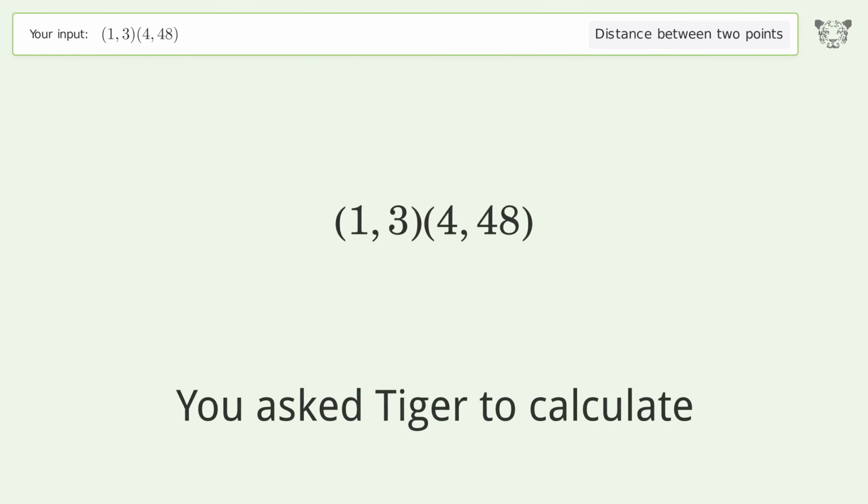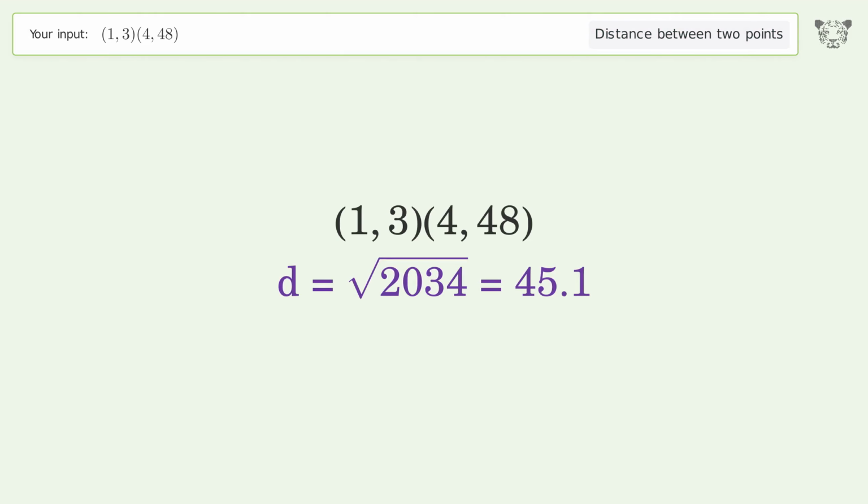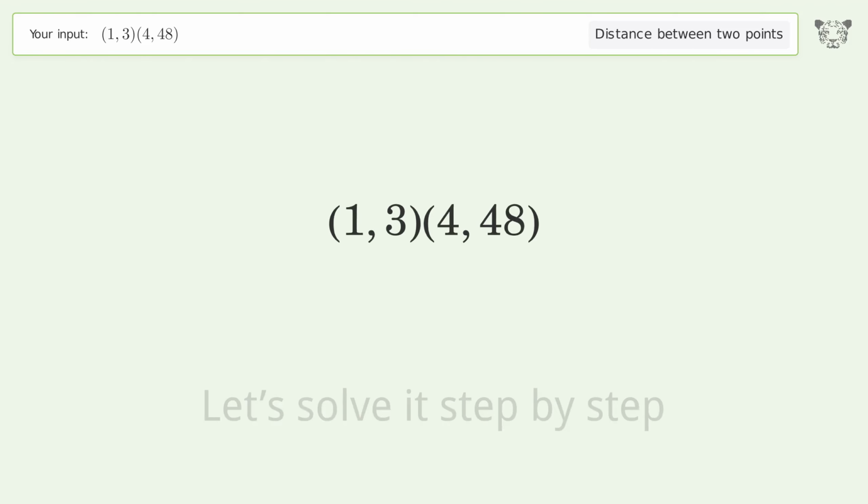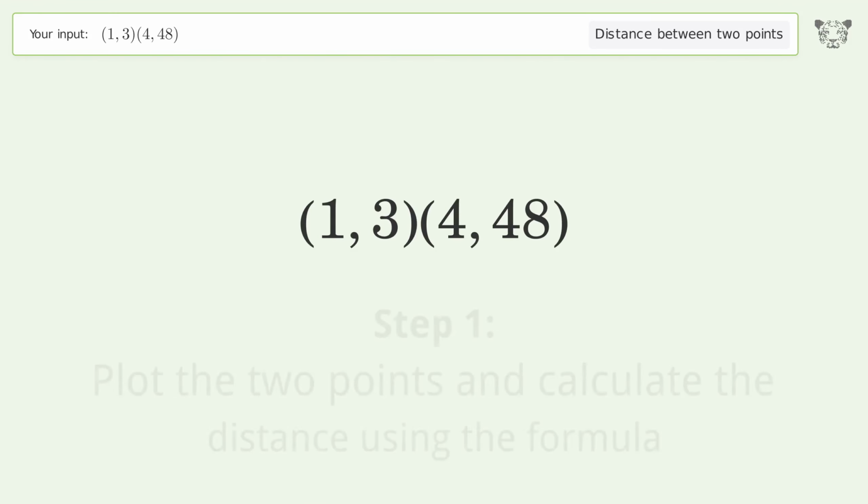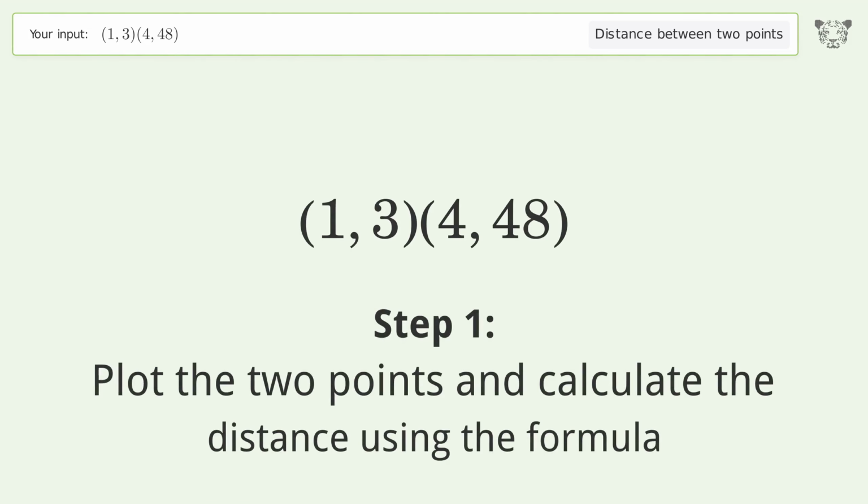You ask to calculate the distance between 2 points. The distance between the 2 points is the square root of 2034, or 45.1. Let's solve it step by step. Plot the 2 points and calculate the distance using the formula.